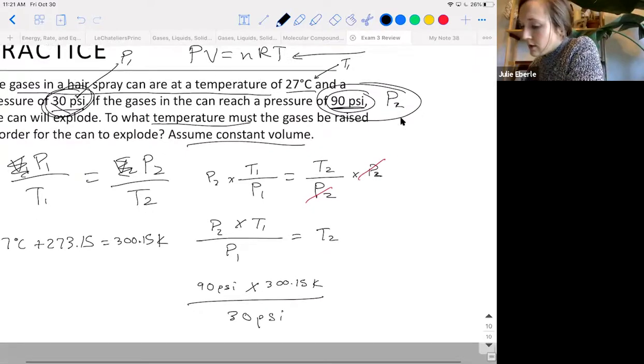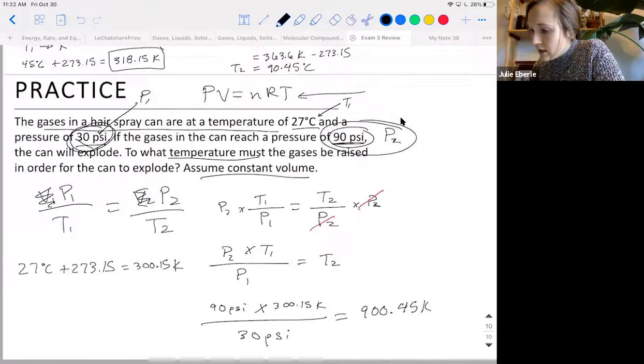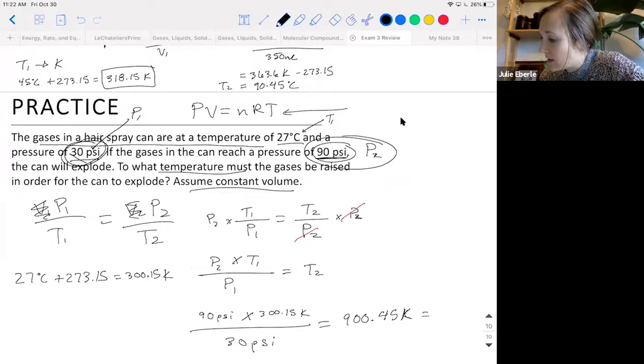So 90 times 300.15, and divide that by 30. And we get 900.45 Kelvin. And the problem here does not say you have to revert it back to Celsius, so you would be fine to leave it in Kelvin. And that is T2.